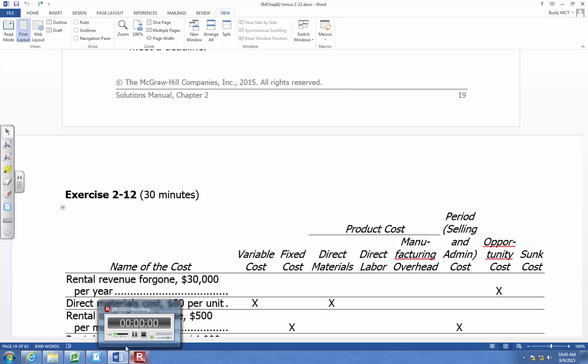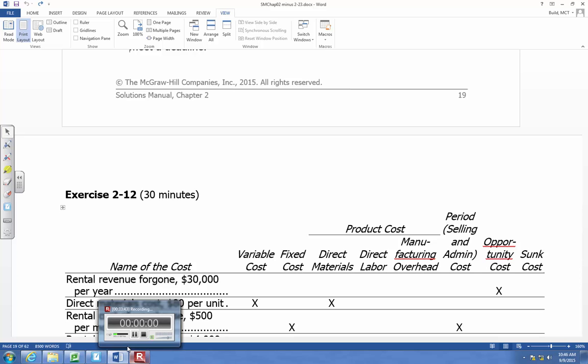Okay. On 2-12, we're in New South Wales, Australia. We have a factory building about 10 years old, and they've rented out a small annex attached to the rear of the building. And they've received rental income of $30,000 per year on the space. And the renter's lease will expire soon. Rather than renewing the lease, the company has decided to use the space itself to manufacture a new product. Direct materials for the new product are going to be $80 a unit. Okay, so they go through and tell us all these costs.